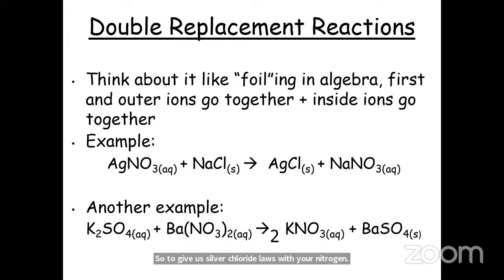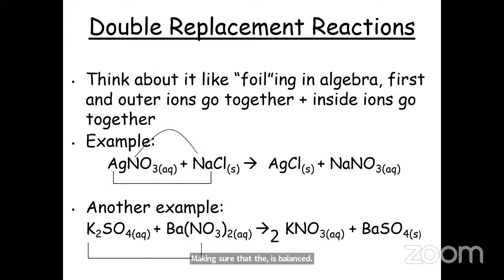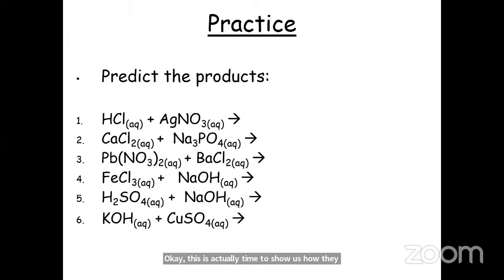Another example, K2SO4 plus barium nitrate. So inner, inner, barium and sulfate are the inner, they will combine. Potassium and nitrate, they are the outer, outer. So they will also combine, making sure that the equation is balanced. This is actually trying to show us how they combine. Inner, inner, outer, outer. Okay.